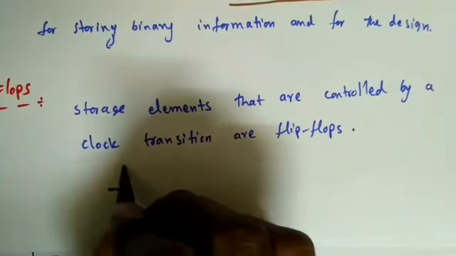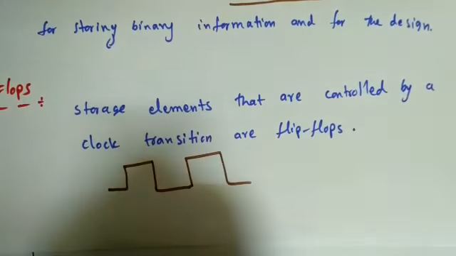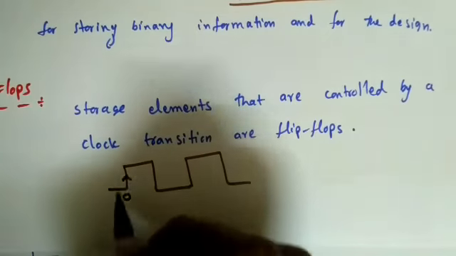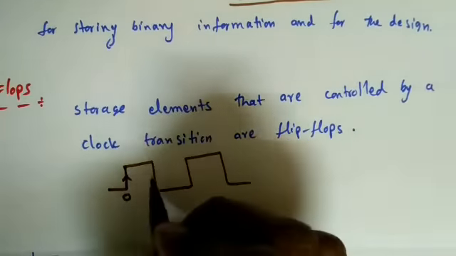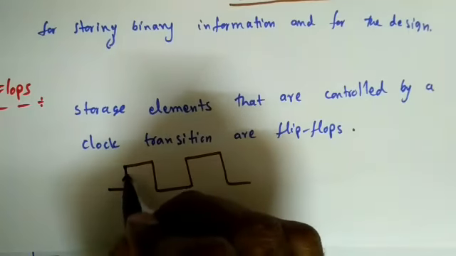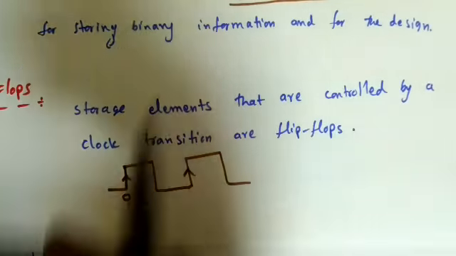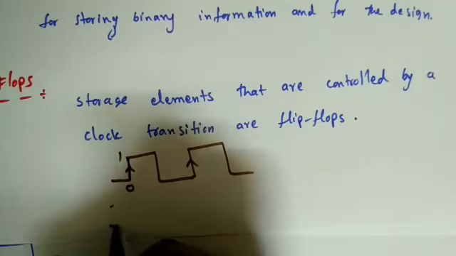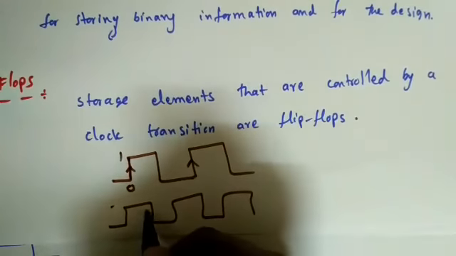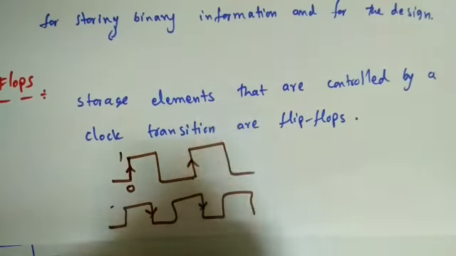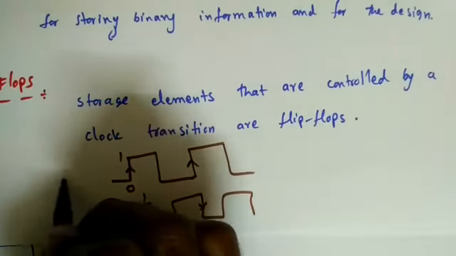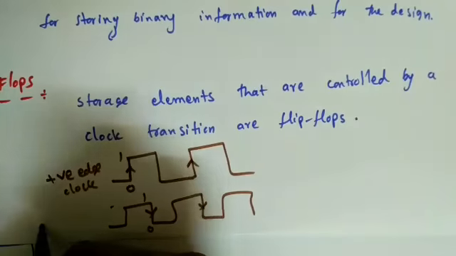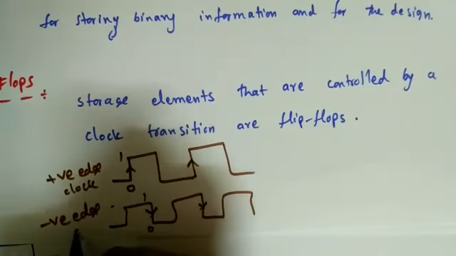Suppose I apply a clock. Clock transition means whenever there is a transition from 0 to 1, that is generally what we call edge sensitive, right? So this is a positive edge. We will have positive edge clock and negative edge clock, right? This is 0 to 1. Some clocks will be like this. Suppose this is a falling edge, from 1 to 0. So these are called positive edge clock, and these are called negative edge clock.